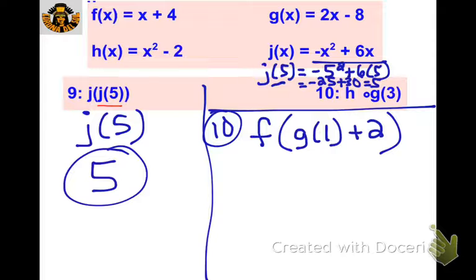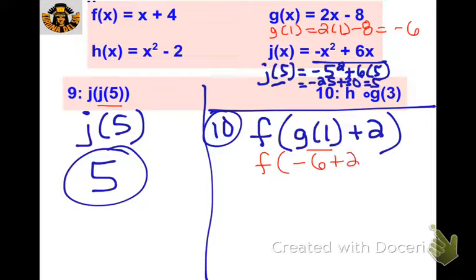What you would do first is you would figure out what's g of 1. All right, so let's see. Where's g of 1? Okay, it's up there. So let's figure out what g of 1 is. So g of 1 is 2 times 1 minus 8. So that would be negative 6. Okay, so then what I would do is I'd come down here and I would replace this with a negative 6, and then I would have the plus 2 like that.